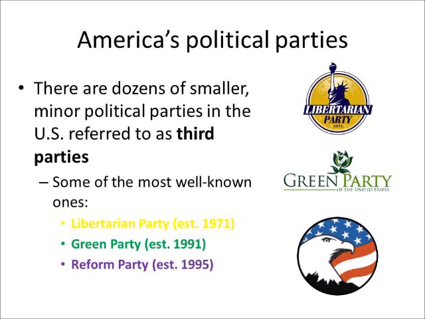Now, the Democrats and the Republicans are the two national parties in the United States. They are on the ballot in all 50 states. Again, almost every major elected official in the country is a member of one of those two political parties.